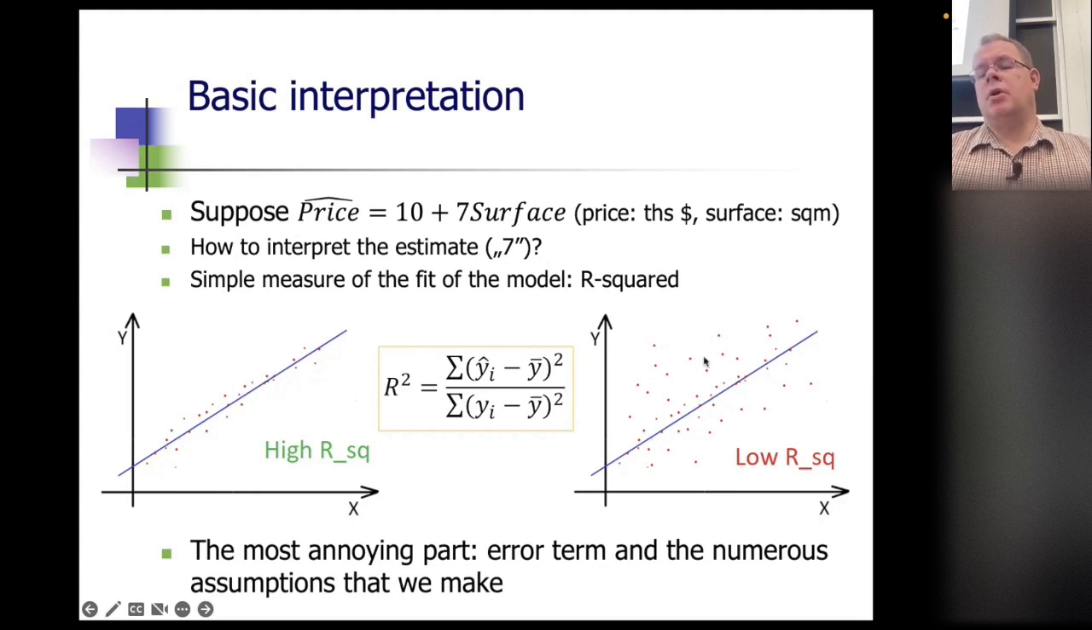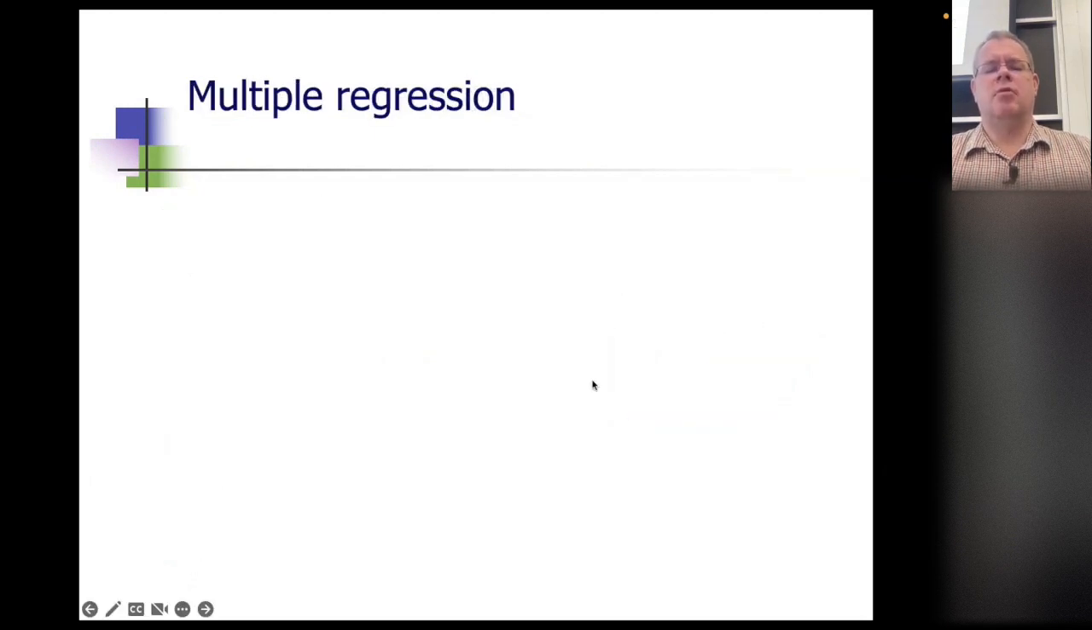And possibly, for example, for these flats which are here on the top with the higher prices, maybe there's something else that influences the prices other than the surface. All right, as I said, one of the most annoying parts of the story is that we have these error terms. We have also numerous assumptions that we make.